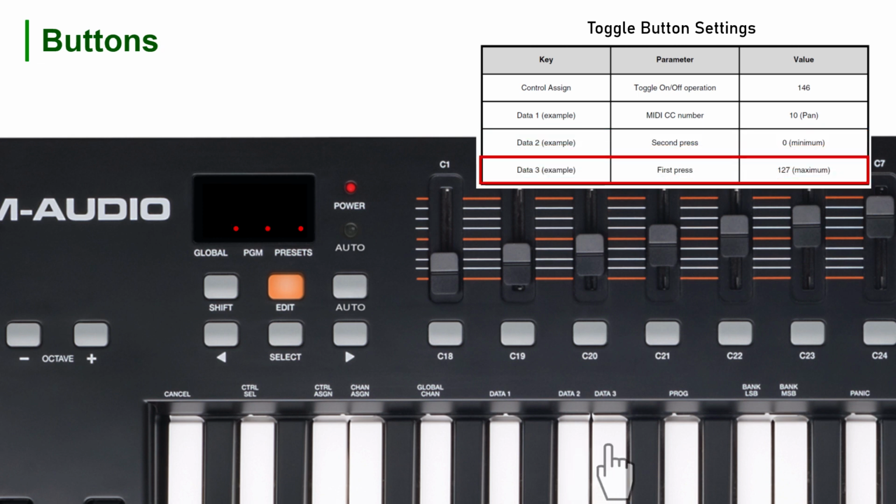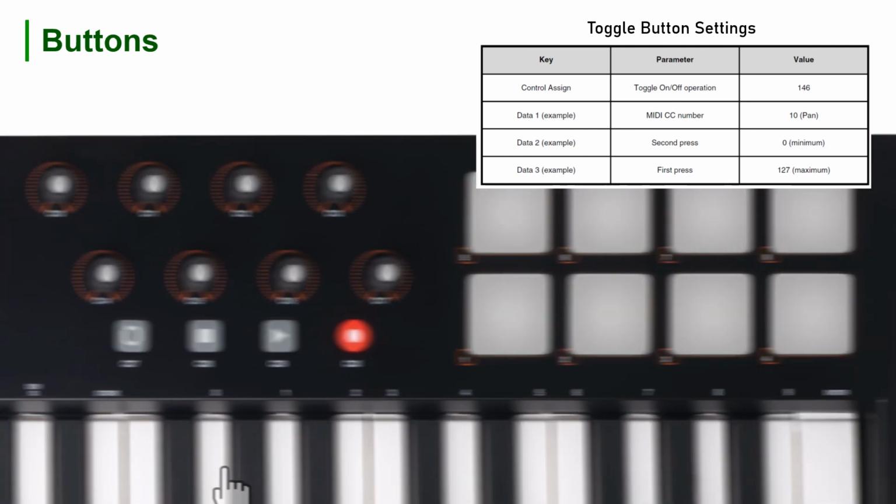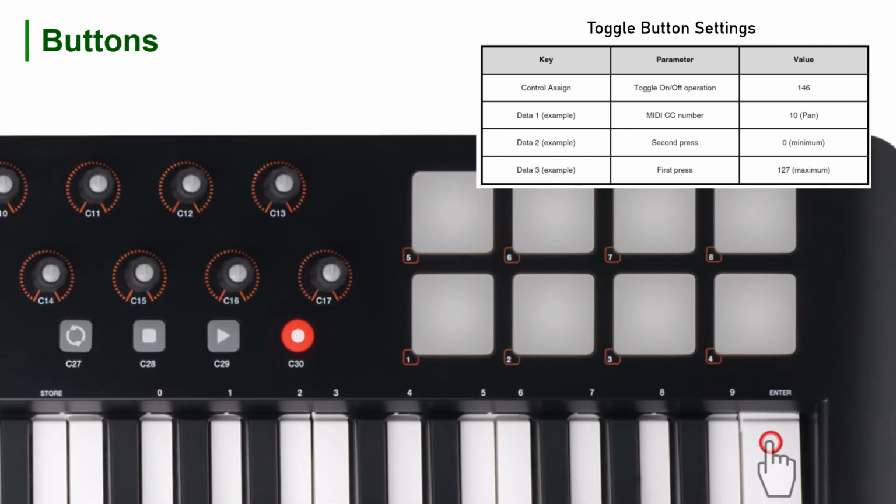Now I'll press the Data 3 key and I need this value to be 127. I could enter 127 on the numeric keys, but since it's already on 0 and the numbers wrap around, I can just decrease the current value by 1 to get 127. Now that I've entered all four values, I'll press the Enter key to apply those changes and exit edit mode.